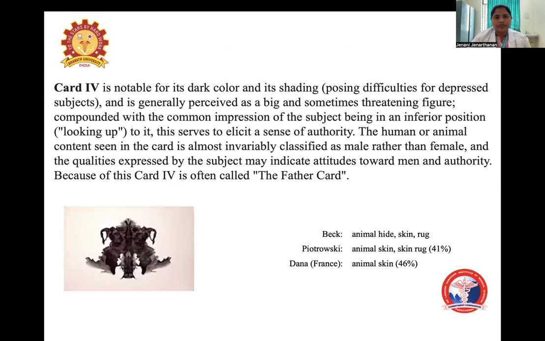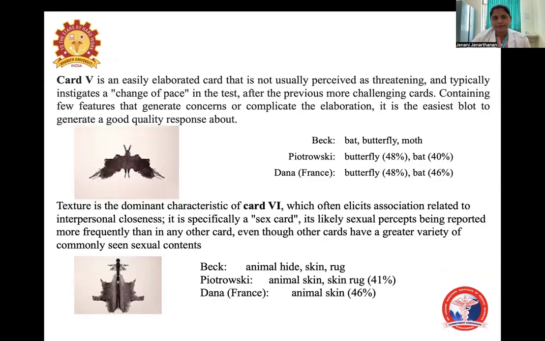Card 4 is notable for its dark color and its shading, causing processing difficulties for depressed subjects, and it is generally perceived as a big and sometimes threatening figure. Compounded with the impression of the subject being in an inferior position, looking up to it, this serves to inflict a sense of authority. The human or animal content seen in the card is almost invariably classified as male rather than female, and the quality expressed by the subject may indicate attitude towards men and authority. Because of this, card 4 is often called the father card. Responses are given as animal hide, skin, and rug, mostly 41% as animal skin and skin rug.